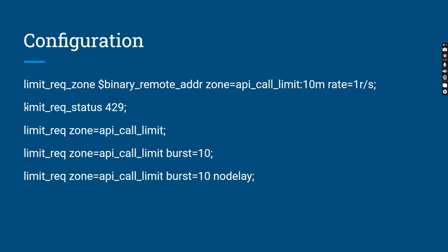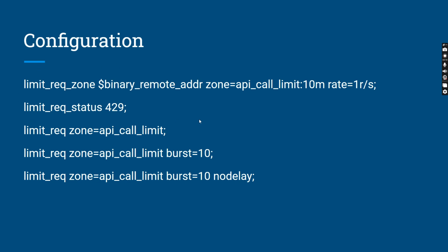Next part is limit_req_status equal to 429. Whenever the limit has been reached, Nginx will start sending this status code. We can update this to any code. This needs to be defined outside the server section.